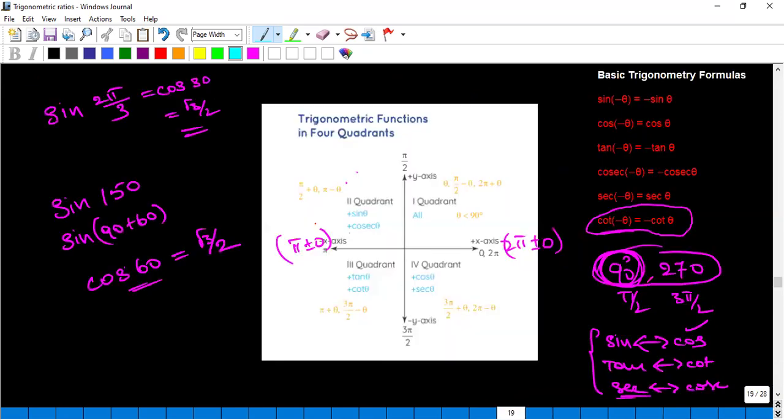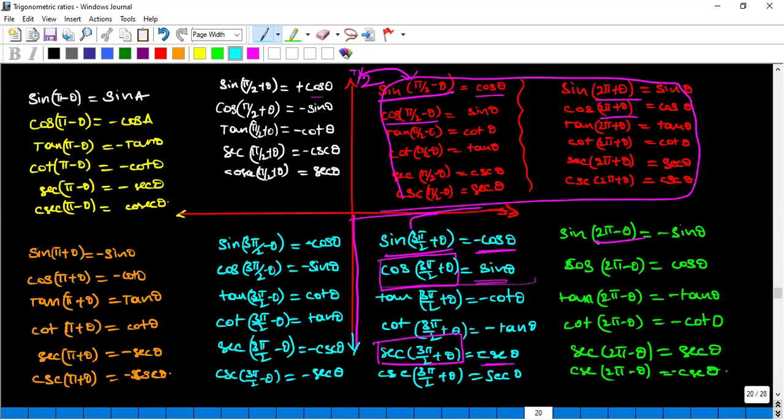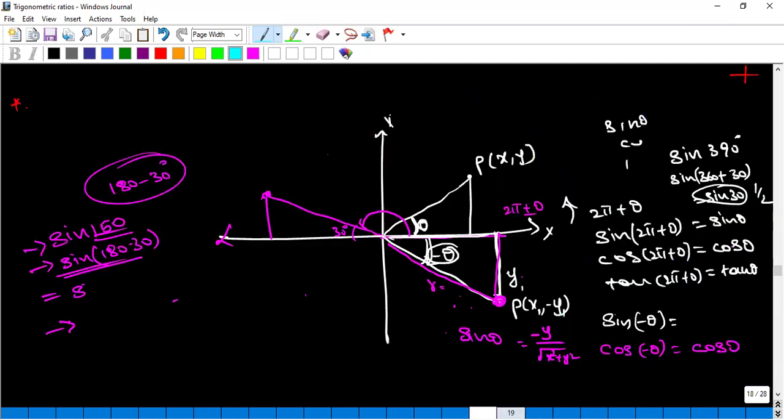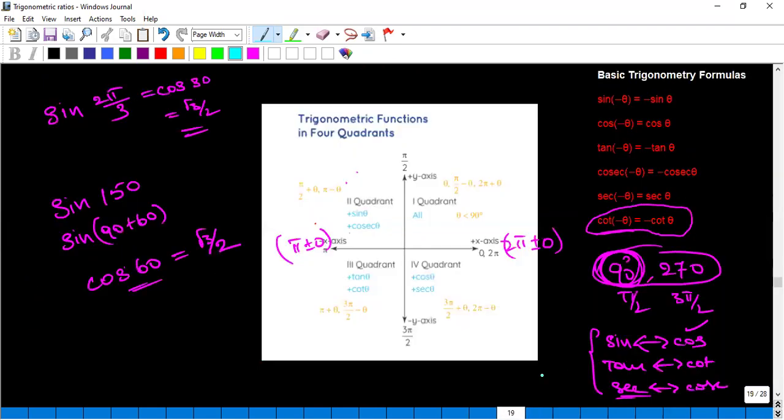So for this entire session, what is very important is this. You should understand that when you are taking pi by 2 plus or minus theta, whenever you are taking combination of 90 and 270, then only sine will become cos, cos will become sine, tan will become cot, cot will become tan, secant will become cosecant, and cosecant will become secant. In the remaining cases, it will not change. Only signs will change.